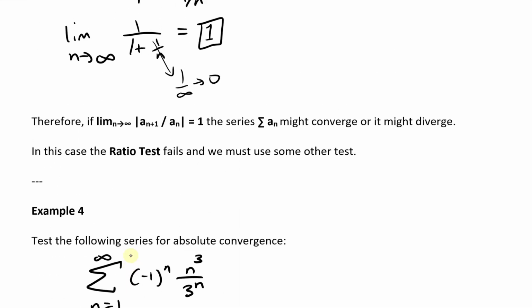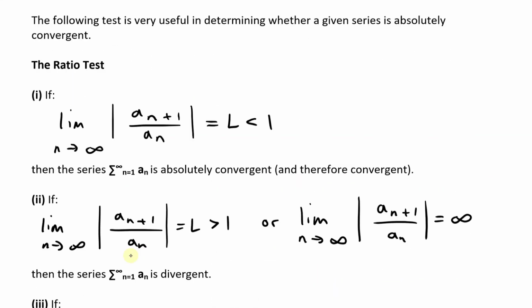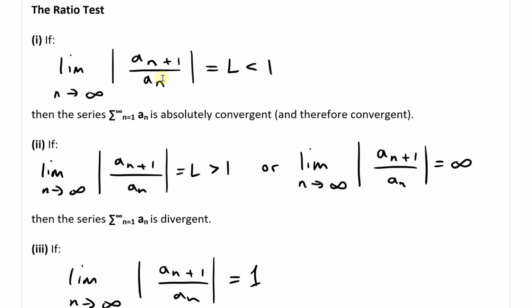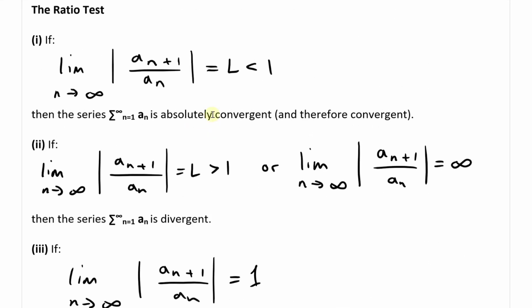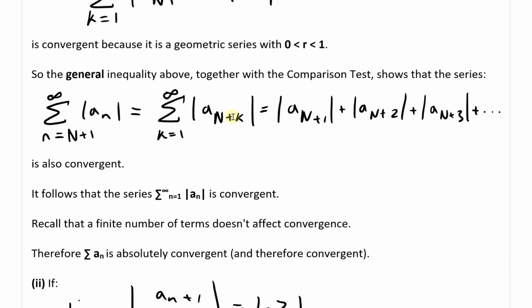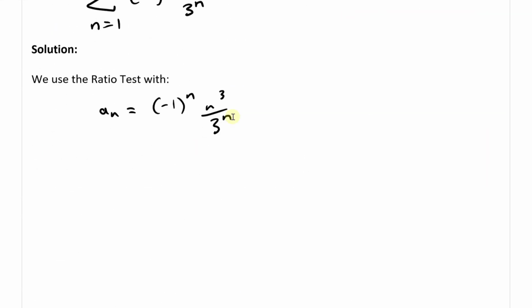So the ratio test, let's just look at this again. All we're going to do is take the limit of the ratio of a_(n+1) over a_n and see what we get, and see if we can determine if it's absolutely convergent or not. And let's just jump right in. So we have this equation. So we're going to take the limit, but I'll just write this out first. Let's just see what we can simplify.